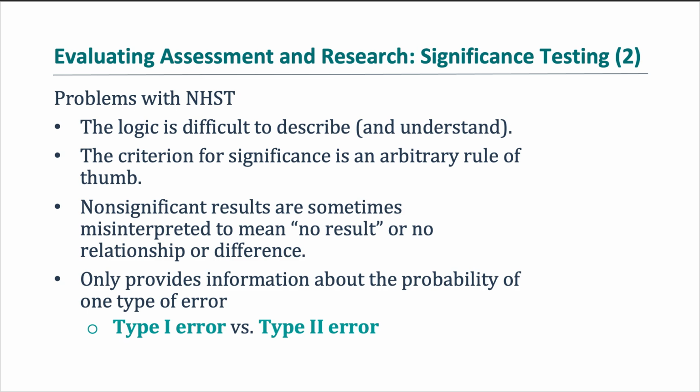The other problem is that it only accounts for a type 1 error. And if you remember back to your research methods days or your statistics days, type 1 error is deciding that one variable has an effect on or a relationship with another variable when really it doesn't. In other words, you think something's happening, but really it's not happening. This is what we call a false positive. You're thinking something actually is occurring when really it's not.